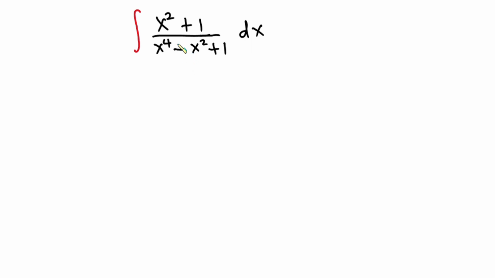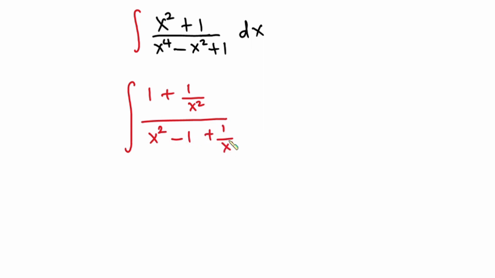But before we do that, let's divide each term in the numerator and the denominator by x to the second power. The reason will show itself as we move forward. In doing that, we have the integral of 1 plus 1 over x to the second power divided by x to the second power minus 1 plus 1 over x to the second power dx.